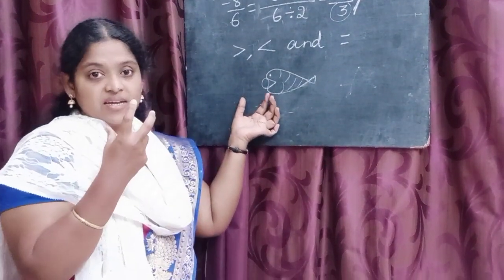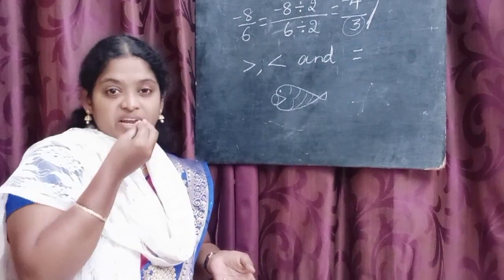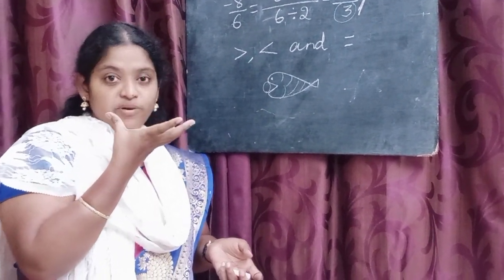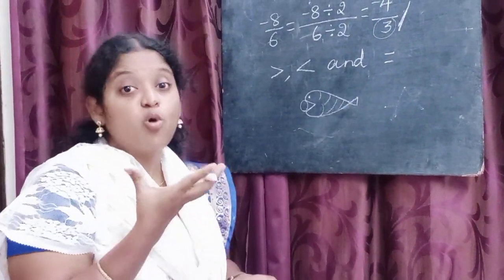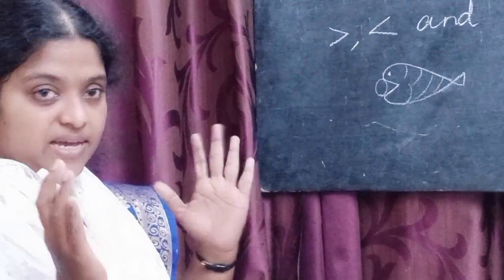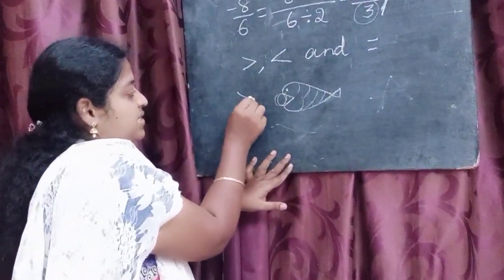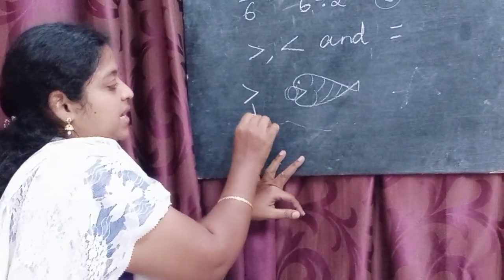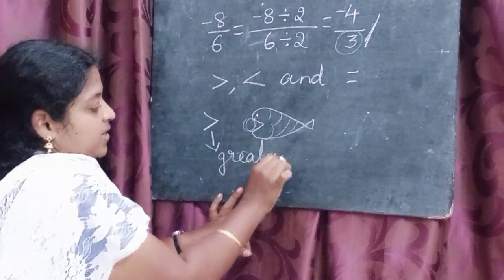It can eat. For example, if your mother is feeding you, and you open your mouth wide, then you can eat more and more, correct? So that is more you can eat. That means big. The mouth is open means it is big. So this symbol represents greater. What is it? Greater than.